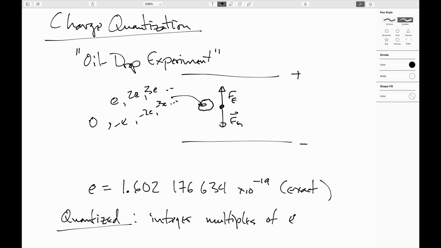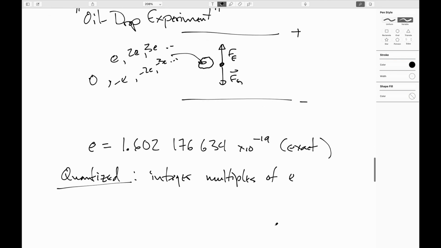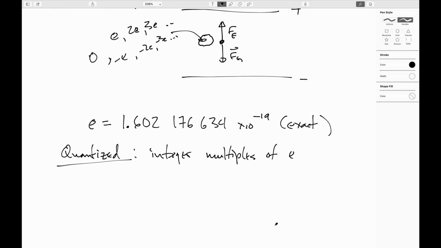Much later, we had to kind of walk that statement back a little bit. It turns out that quarks, which are the objects that make up things like protons and neutrons, actually have charges of plus or minus 1/3 E or plus or minus 2/3 E. However, they always are bound together in ways that give you integers, so it was understandable.